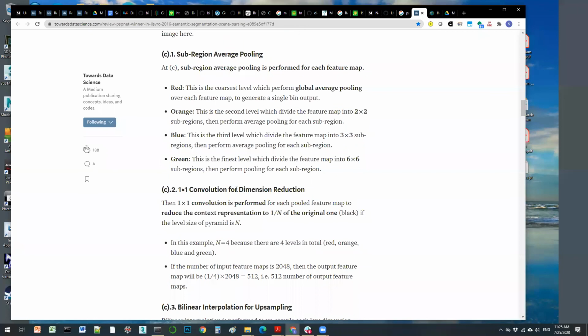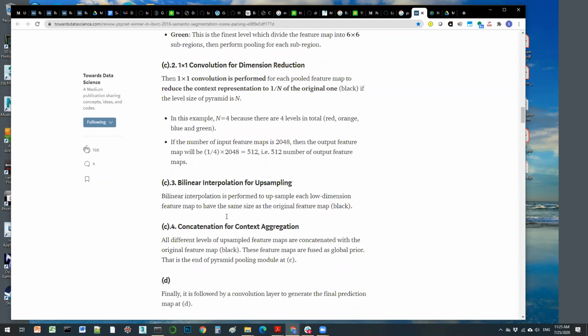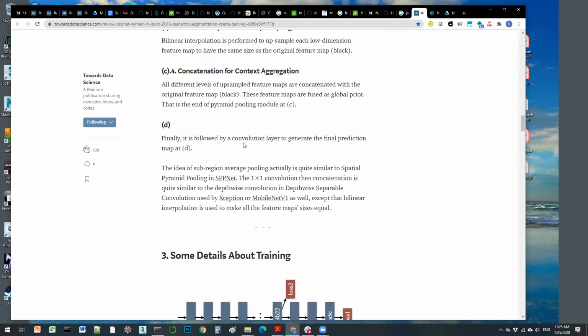Yeah, I should have caught what Steve pointed out from this discussion, where he talks about 1 by 1 for dimension reduction. I didn't catch that, but what Steve says makes a lot of sense now. Thanks, Steve. Then the bilinear interpolation, then concatenating, and here's where, Joseph, you had the question. It's finally followed by a convolutional layer to generate the final prediction map. So he just does the final convolution back to the original size, because you need to do that to get the per pixel classification.